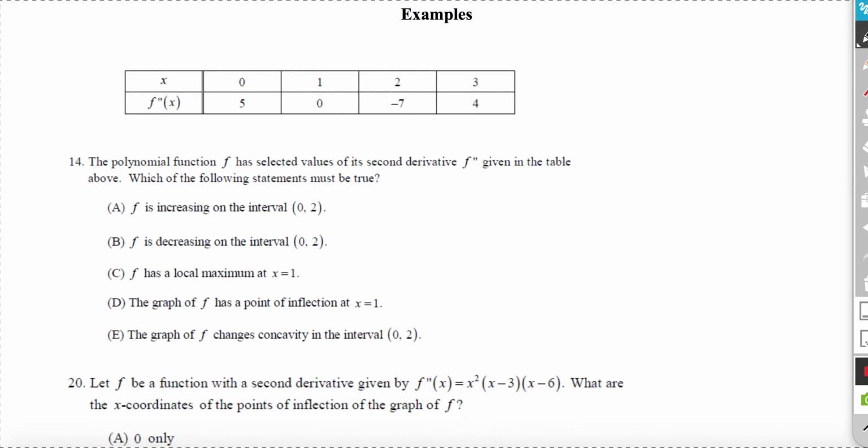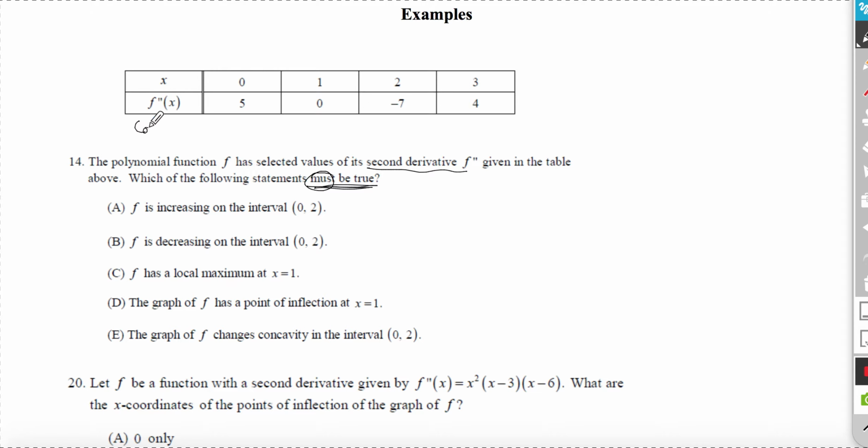All right. Walk through some examples here. The polynomial function f has selected values of its second derivative f double prime, so it's a second derivative, given in the table above. Which of the following statements must be true? We always want to look at when we see something like "must be true." So let's see. Second derivative. I'm just going to write myself a note.